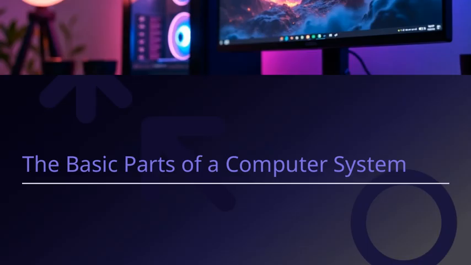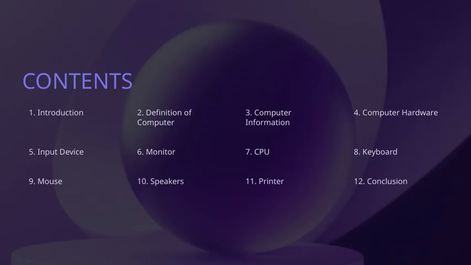Let's get started. Let's take a quick look at the contents of today's presentation. We'll start with the introduction, then move into understanding what a computer is. After that, we'll explore the different types of computer hardware, including input and output devices. We'll have sections dedicated to specific devices like the mouse, monitor, keyboard, speakers, and printer. Finally, we'll wrap up with a summary in the conclusion. This outline helps us see the big picture of how computers work and the essential components involved.